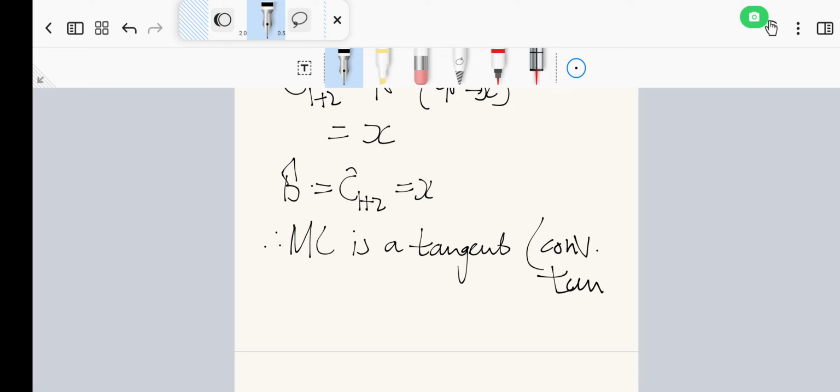Okay, let me just write that there. So converse of tan chord theorem. Okay, I'm running out of space, but you know that it should be tan chord theorem.